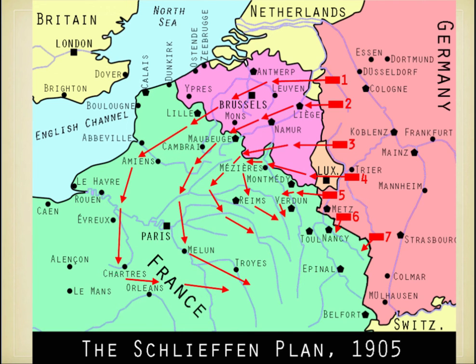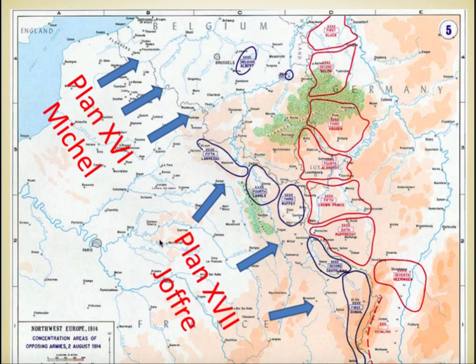Germany was not alone in making peacetime war plans. The French were also at their own peacetime plans. Up to 1914, the last French plan was known as Plan 17, which called for a frontal assault into Germany to regain Alsace and Lorraine.